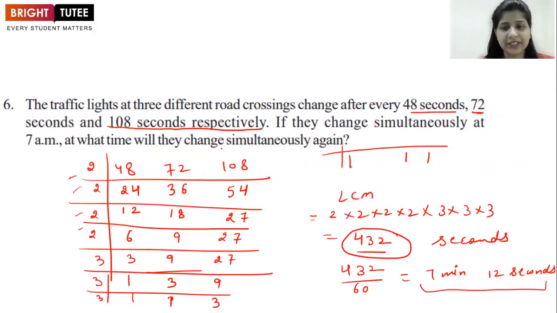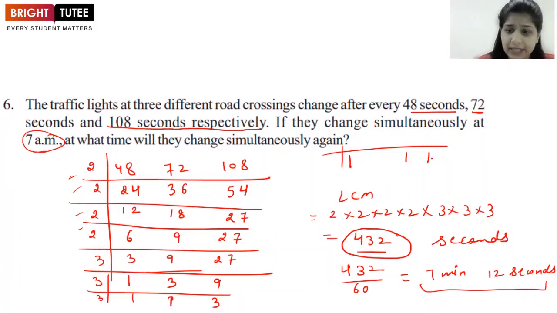First of all, what they have given, see, we have been provided with the seconds after which each of the lights changes. Now they are saying they are simultaneously changing at 7 a.m. At what time will they change simultaneously again? Because they changed at 7, then after 7 minutes 12 seconds, they will again change. Clear? Because we are getting that they will change simultaneously after every 432 seconds. 432 seconds means 7 minutes 12 seconds. So if they first changed simultaneously at 7, then after 7 minutes and 12 seconds, they will change again.